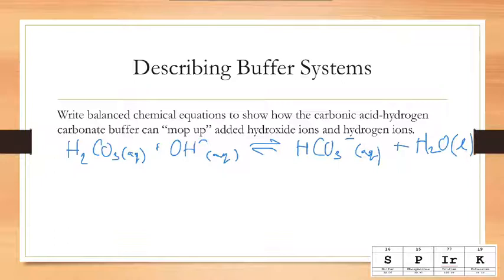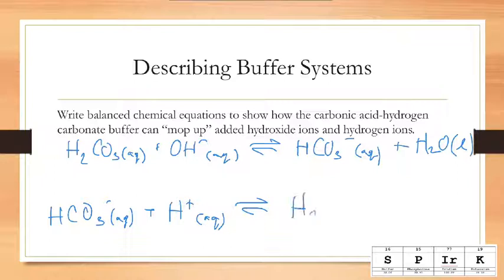Now, if we take what we just ended up with after we added a base, and now we add an acid, so H+ ions, we're going to be left with carbonic acid. So back to the beginning. This is just a simple way to show what actually happens when you add an acid or a base to a buffered solution.